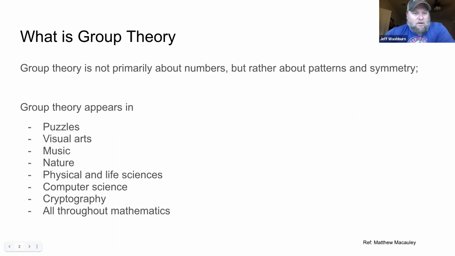What is visual group theory? Visual group theory is not about numbers, but more about patterns and symmetry. You'd see this in things like puzzles, art, music, cryptography, all throughout mathematics.